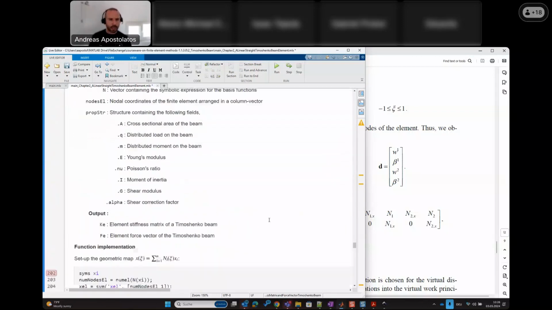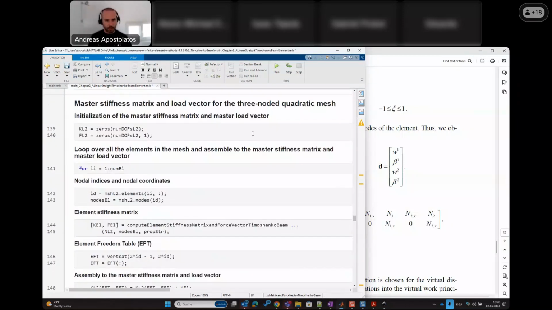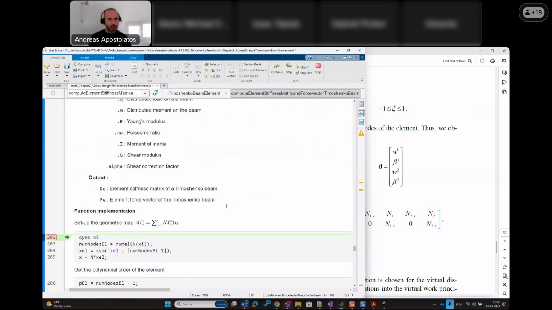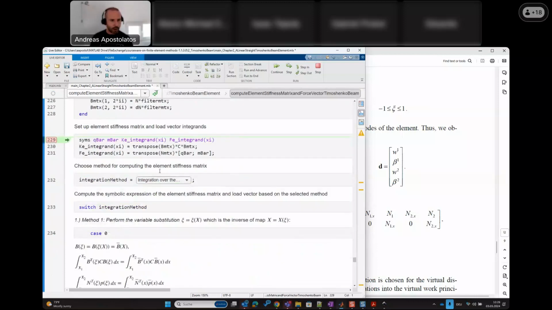I want to show the parent space, and I want to use the quadratic elements. That's for me the most interesting. So that's here. So I'm going to run that section. It's going to stop here. I'm going to play the continue button and then come here.